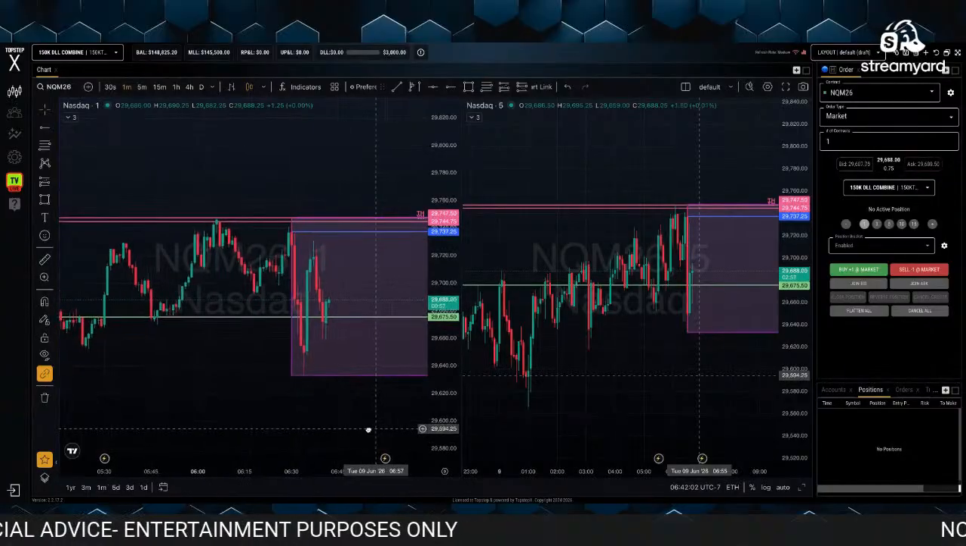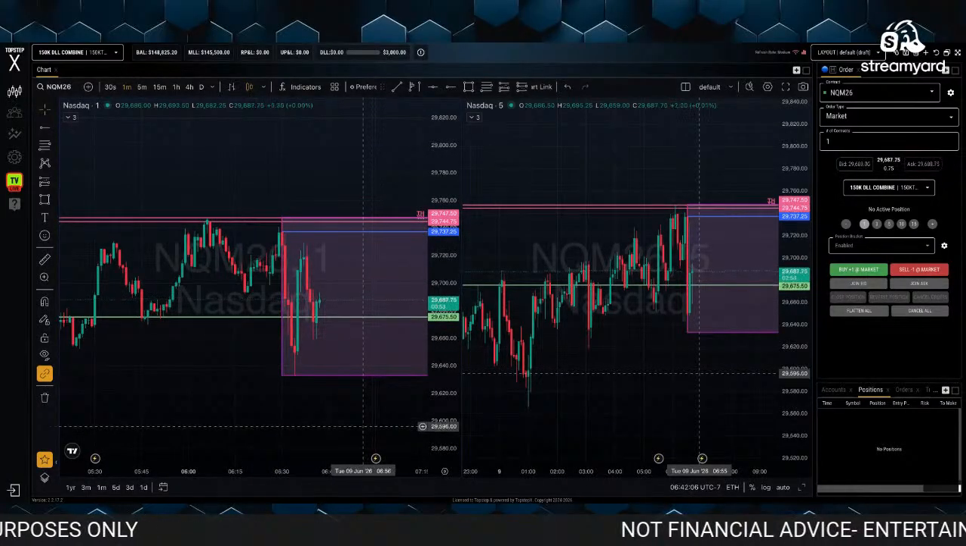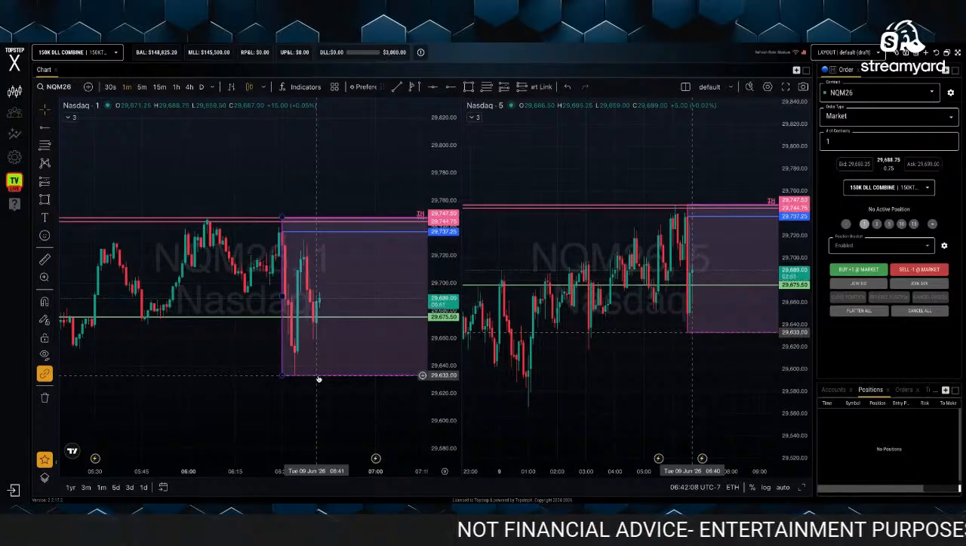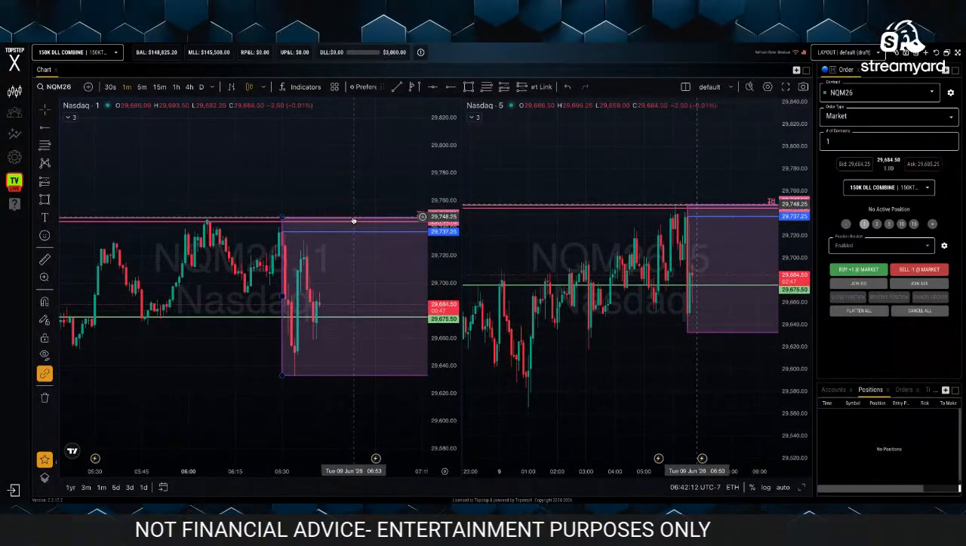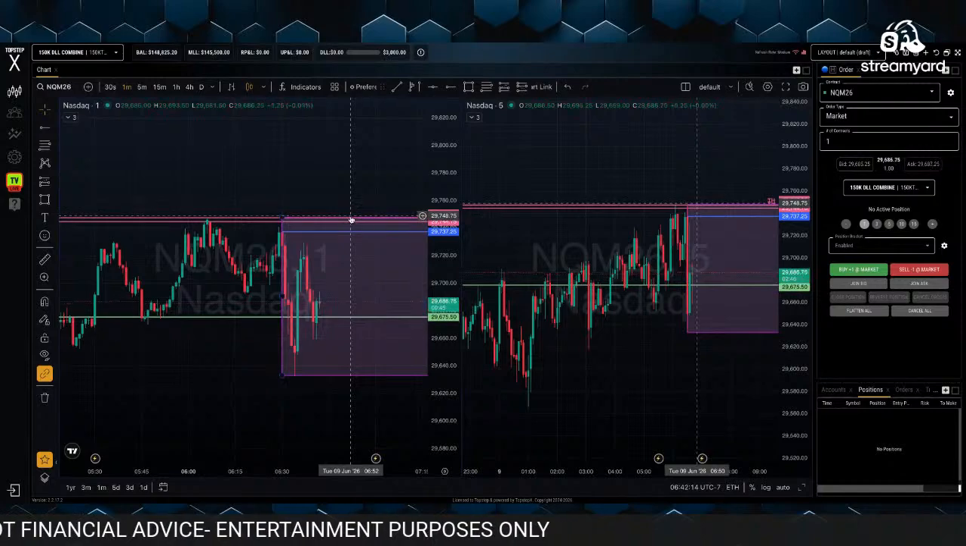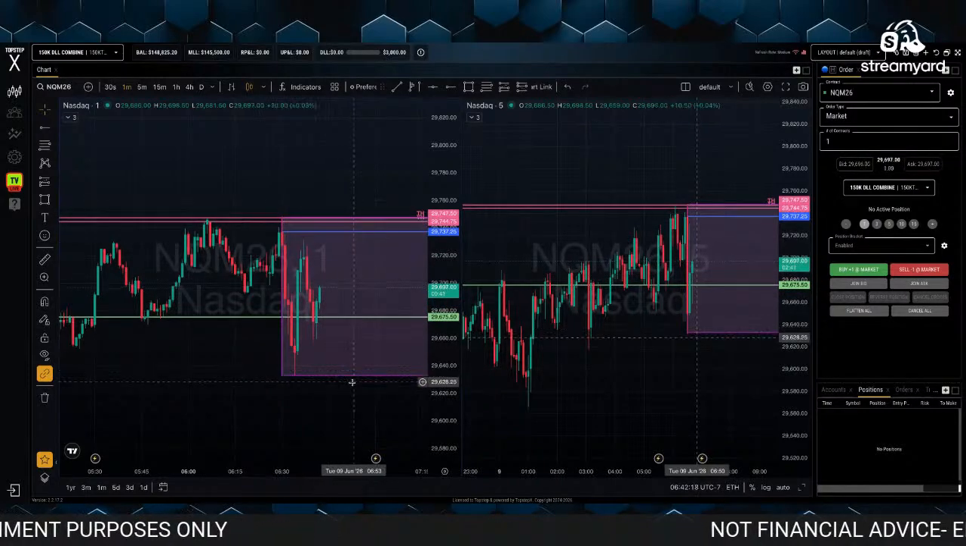Sometimes too, I'll take what's called the range trade. So the range trade is either buying from this bottom to this top, or selling, which is selling this top of the line to this bottom.